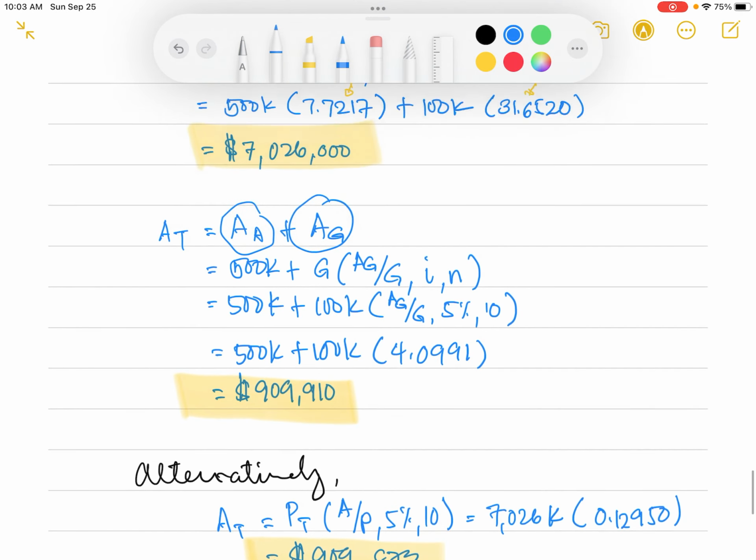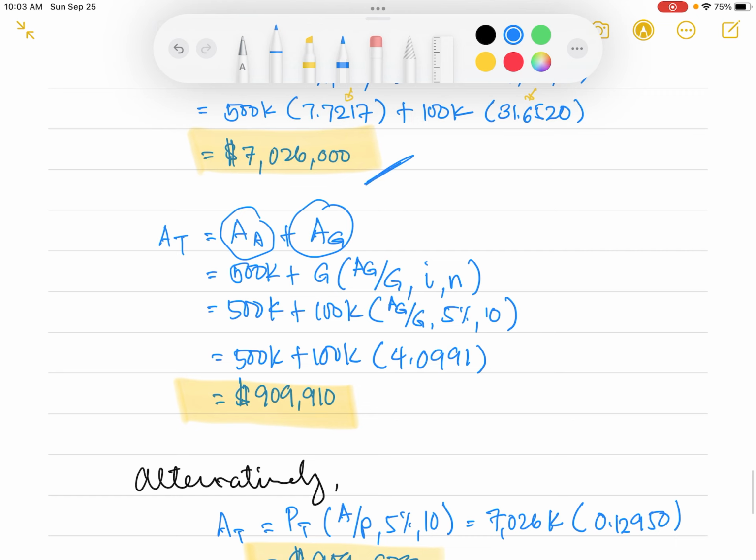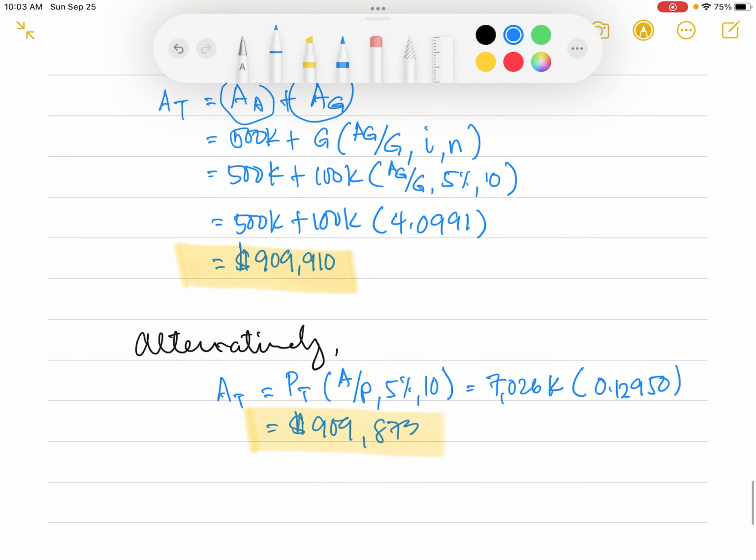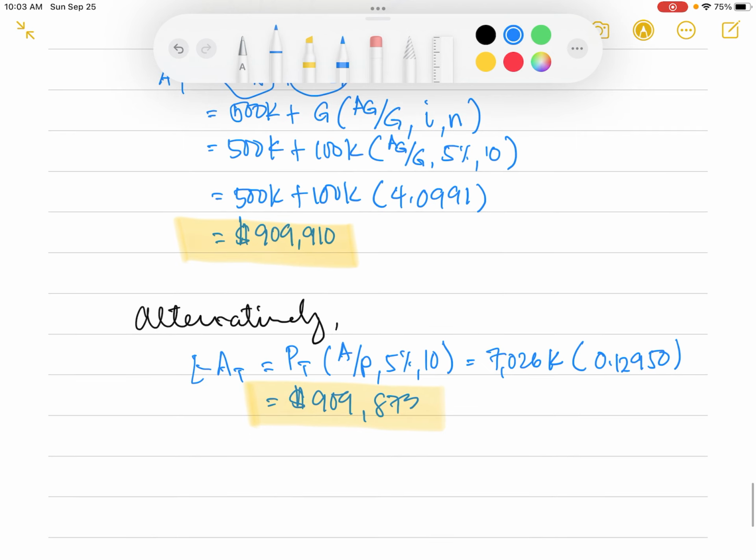So now that you have the present amount, or the present worth, of this gradient, you can use the formula for the annual worth given the present amount. What is A, given that the interest rate is 5% over 10 interest periods? You can look this up in your interest table and you will more or less get the same answer.